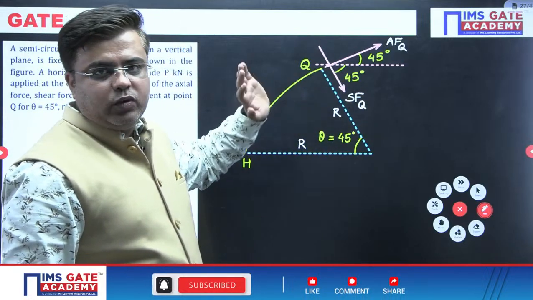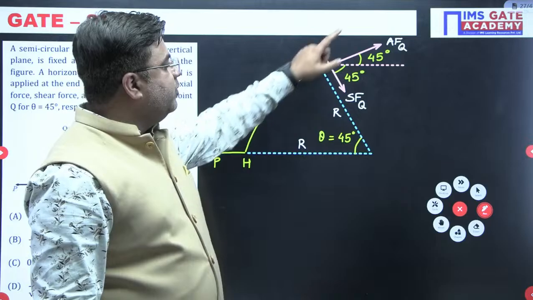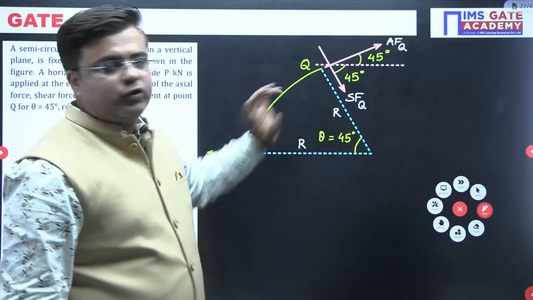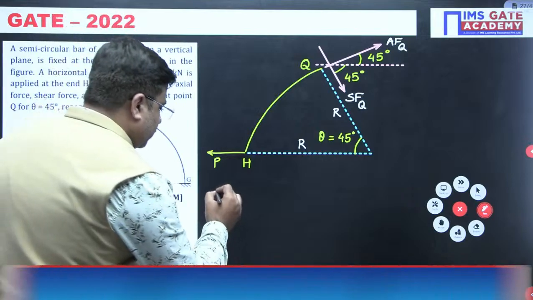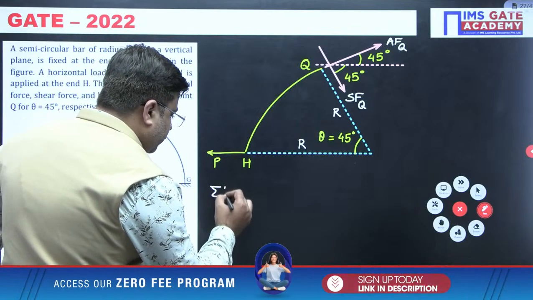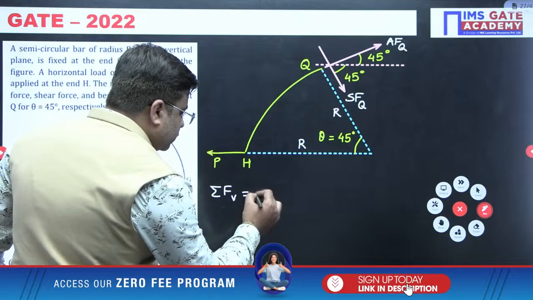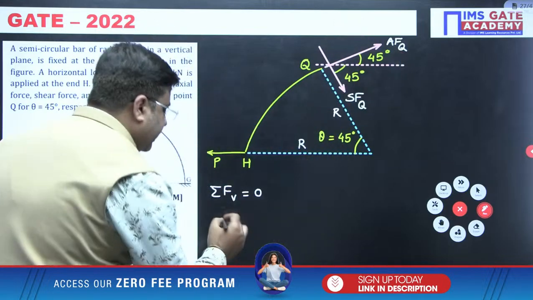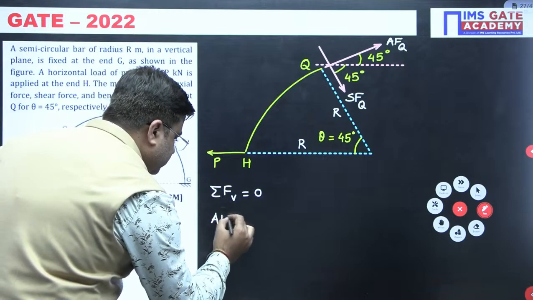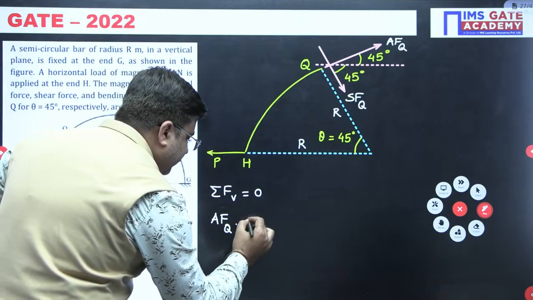vertical forces equal to 0, and that is going to give me the value of axial force and shear force at Q. So first I'll start with the summation of vertical forces equal to 0. So summation of vertical forces equal to 0. That is going to give me axial force at Q into sine 45 degrees.